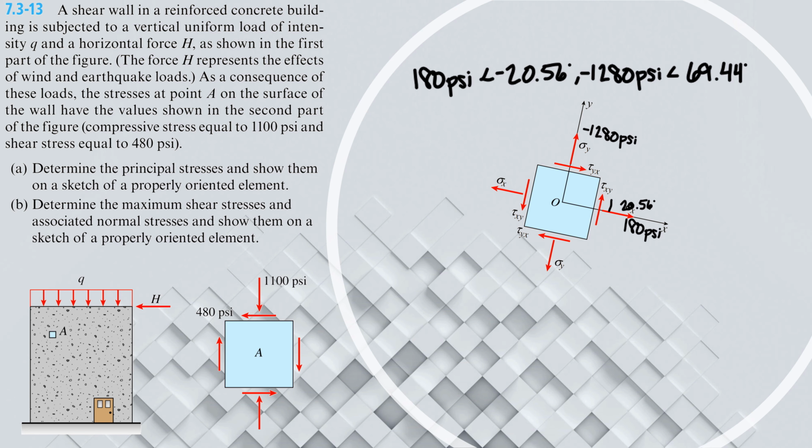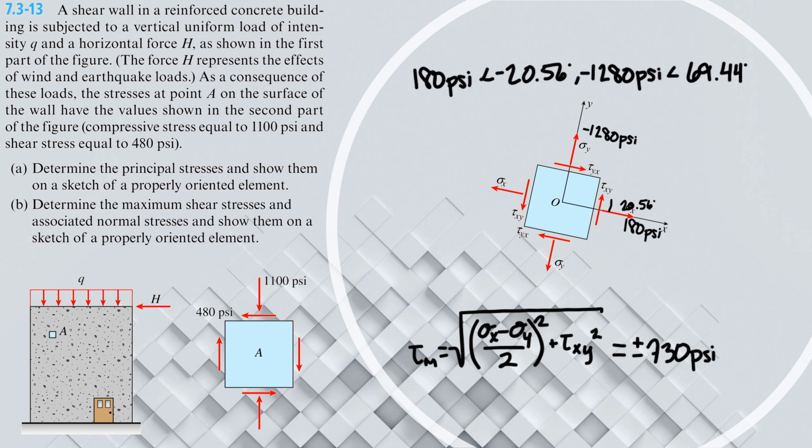Now it says, determine the maximum shear stresses and associated normal stresses and show those on a sketch of a properly oriented element. So my equation for maximum shear is the following, and for this equation we can use our principal stresses or we can use our initial stresses. It doesn't matter. Both of them work perfectly fine. So if I plug that in, I'm going to get a plus and negative value since we have a square root, and that is normal, and also makes sense due to the fact that with shear you're going to have arrows in both directions.